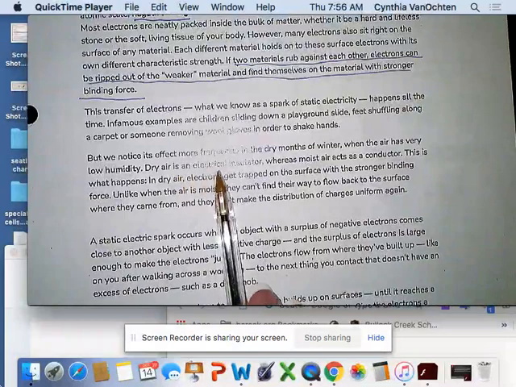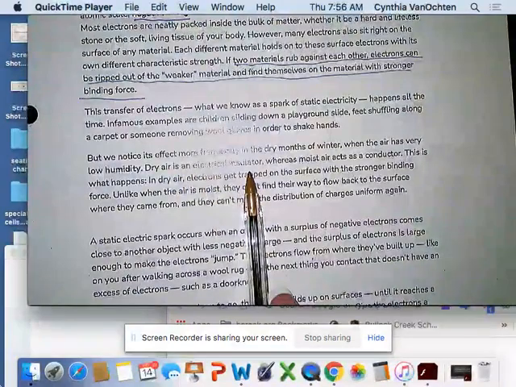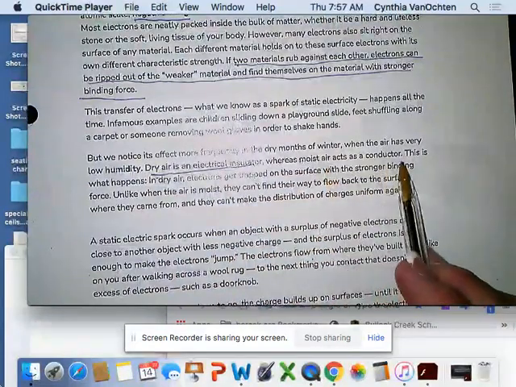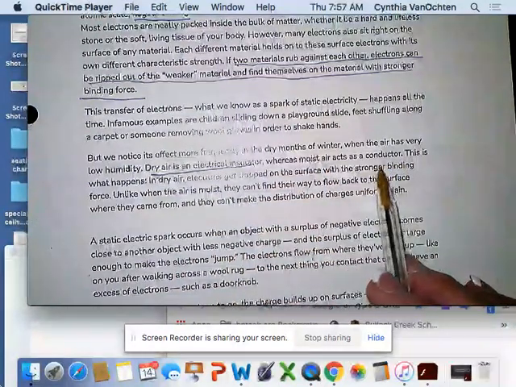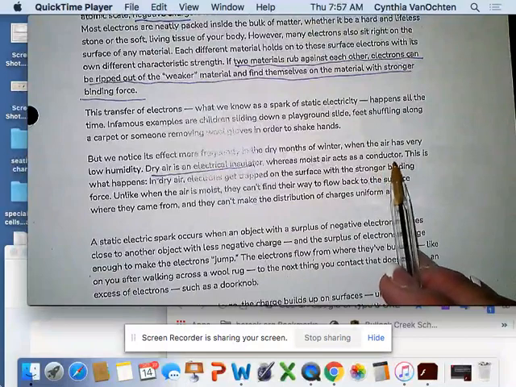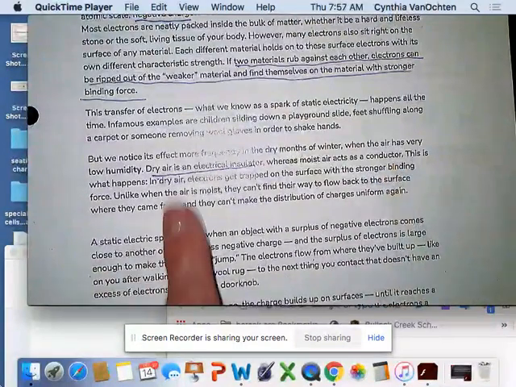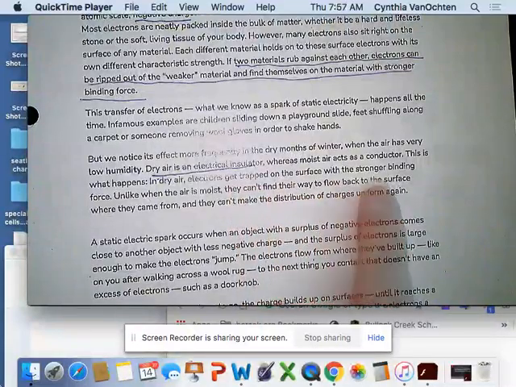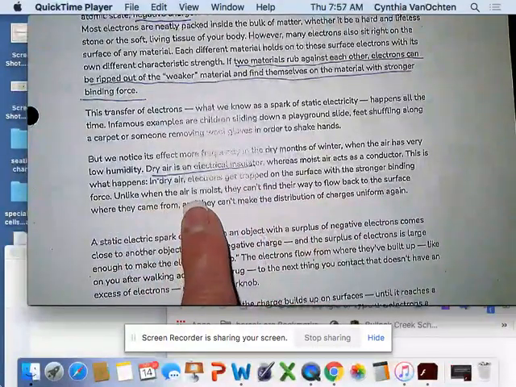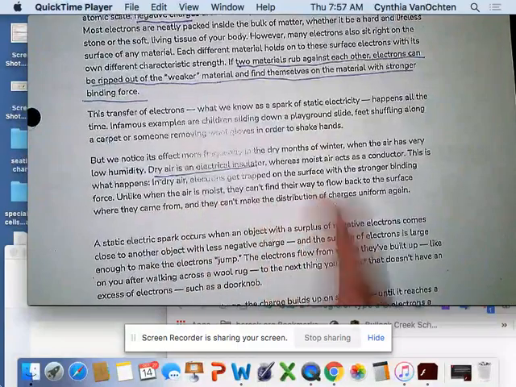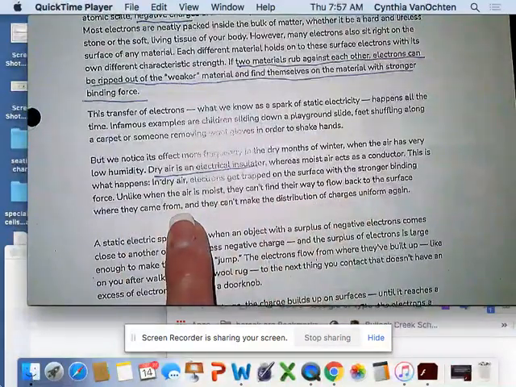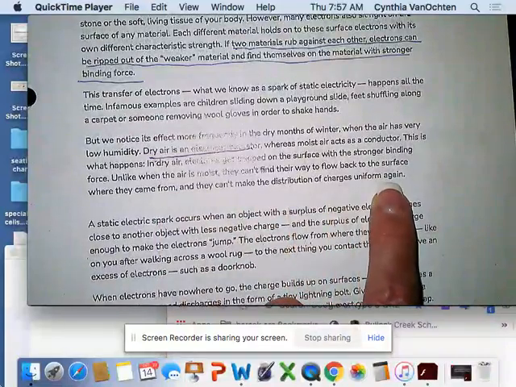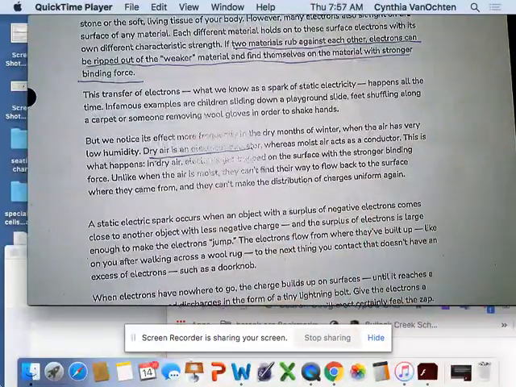Dry air is an electrical insulator. Okay, remember that means that it can build up charge. Whereas moist air acts like a conductor. It moves charge, so we can't build it up. That's why we can't do our activities right now. This is what happens. In dry air, electrons get trapped on the surface with the stronger binding force. Unlike when the air is moist, they can't find their way to flow back to the surface where they came from. And they can't make the distribution of charges uniform throughout again, so distributed evenly.